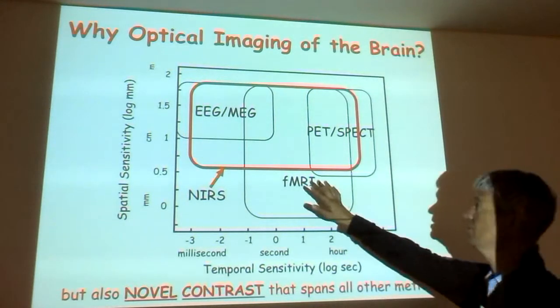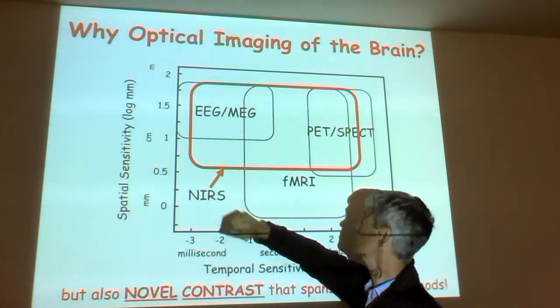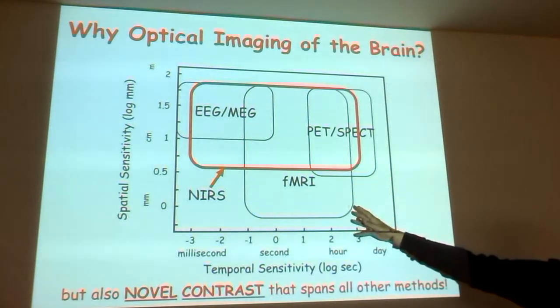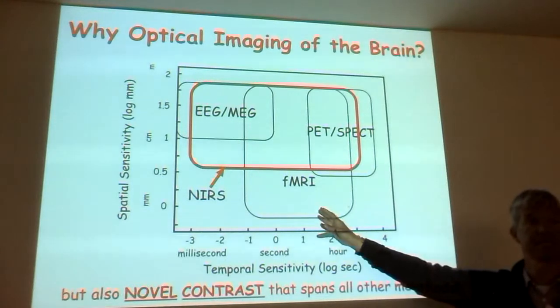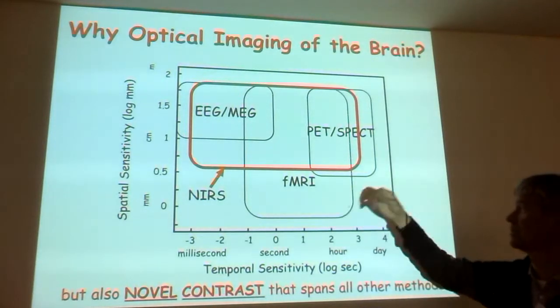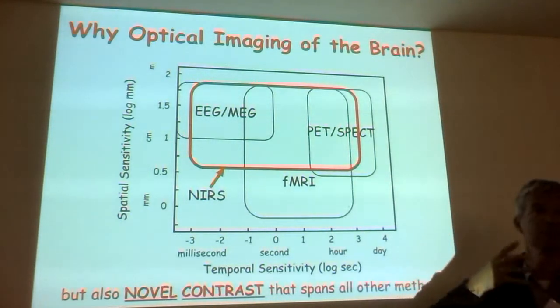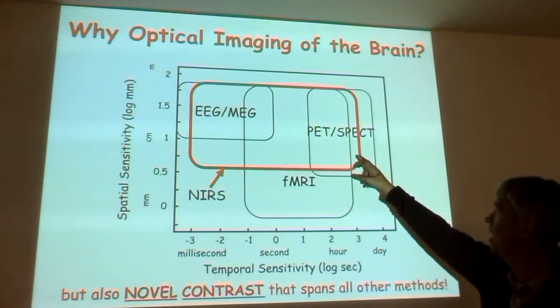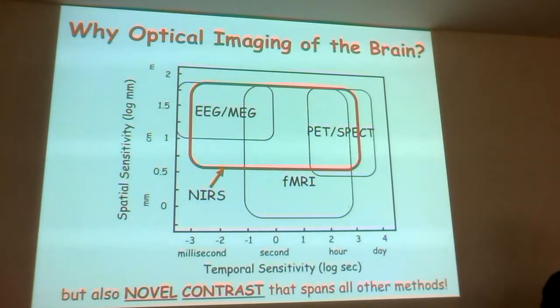So EEG and MEG are measuring really the electrical signals from the brain. fMRI is just measuring deoxyhemoglobin, which is paramagnetic, and so it measures the deoxyhemoglobin changes during brain activation. And PET can measure hemodynamics as well as glucose metabolism.